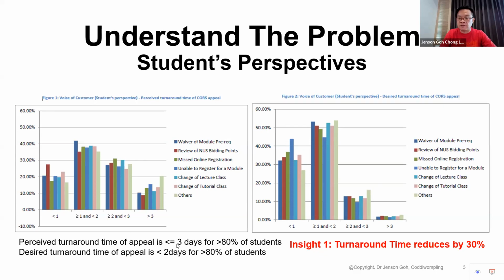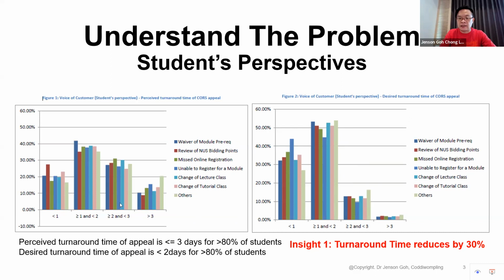So the analysis of this data collected from the survey allow us to understand that the perceived turnaround of appeal is roughly less than 3 days. For all those that's less than 3 days, more than 80% of the students feel that way. And the desired turnaround time for appeal is actually less than 2 days, because greater than 80% of the students state that I want it to be less than 2 days.